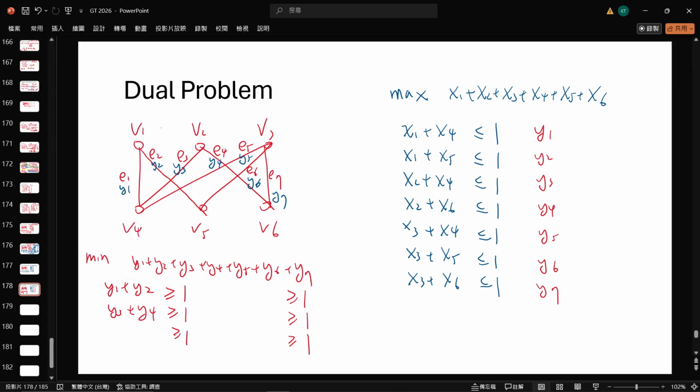Okay, so next x3. Okay, so x3 appears in the last three constraints. So y5, y6, and y7. Okay, so these three edges, which are the edges incident to V3.